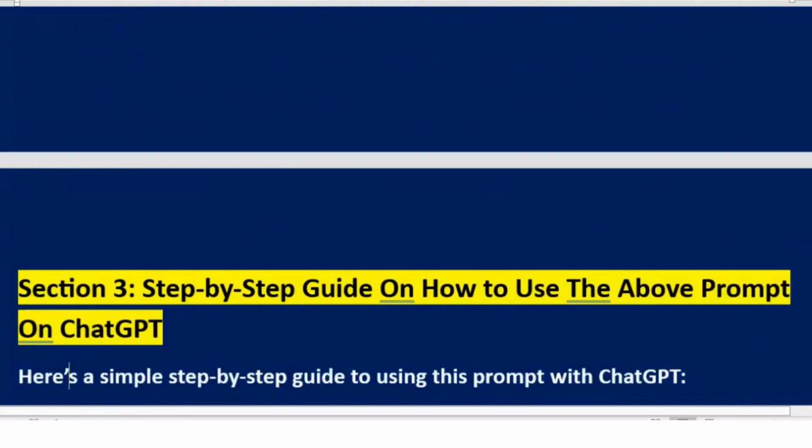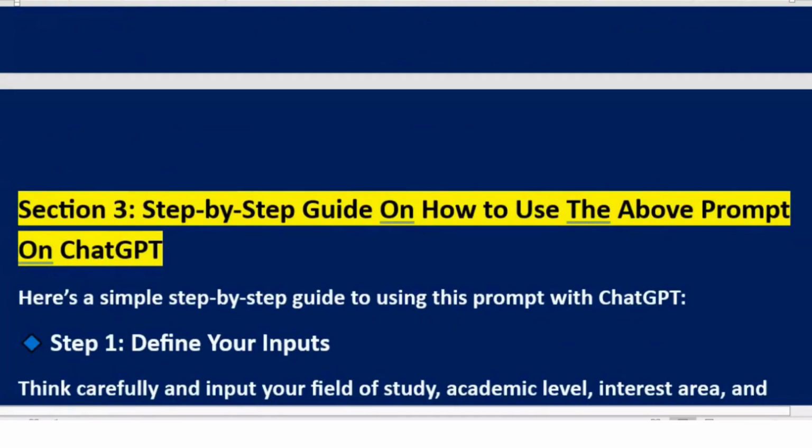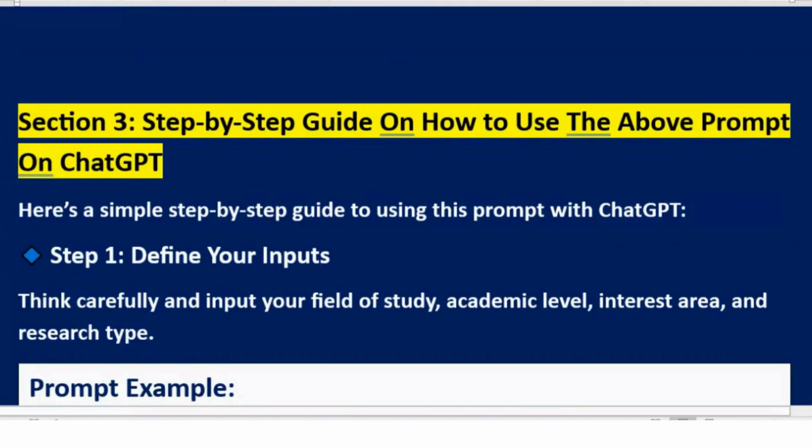Section 3. Step-by-step guide on how to use the above prompt on Chat GPT. Here's a simple step-by-step guide to using this prompt with Chat GPT. Step 1. Define your inputs. Think carefully and input your field of study, academic level, interest area, and research type.